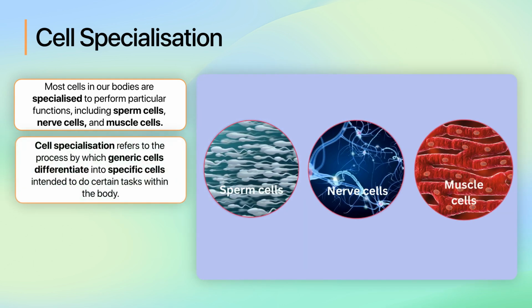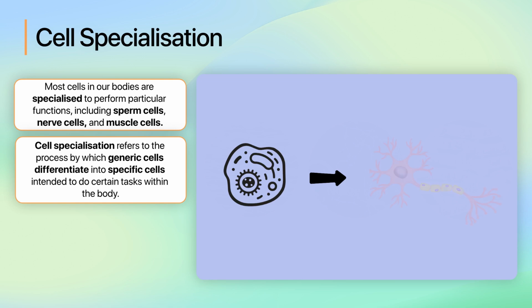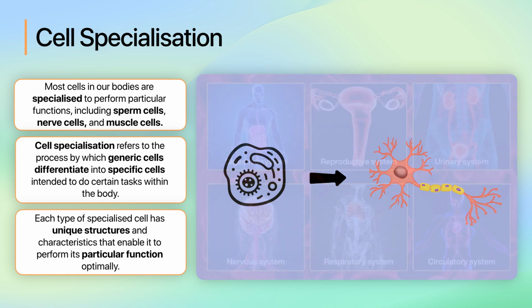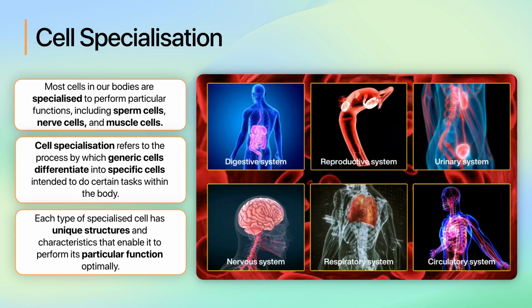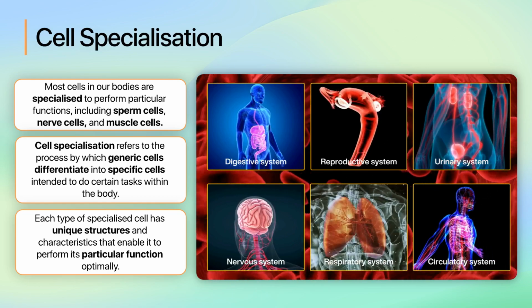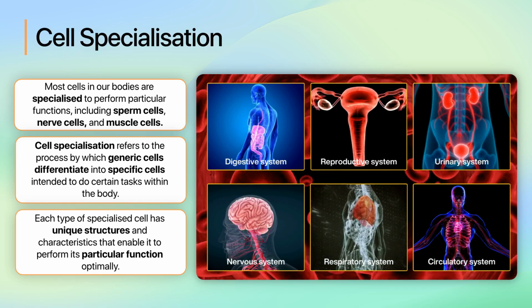Cell specialization refers to the process by which generic cells differentiate into specific cells intended to do certain tasks within the body. Each type of specialized cell has unique structures and characteristics that enable it to perform its particular function optimally in different systems. This specialization allows tissues, organs, and organ systems to work together efficiently and seamlessly. Now, let's take a closer look at the three examples of specialized cells we just mentioned.